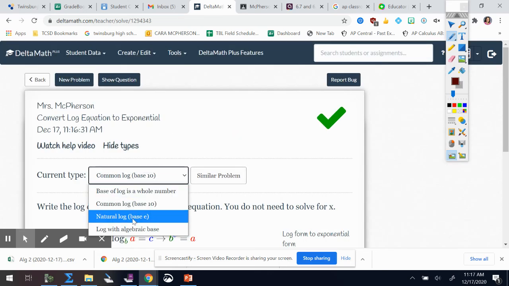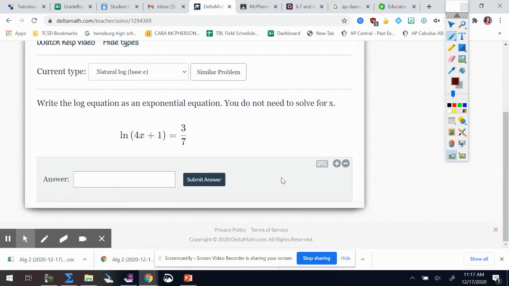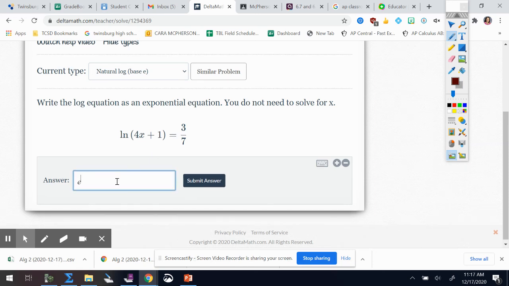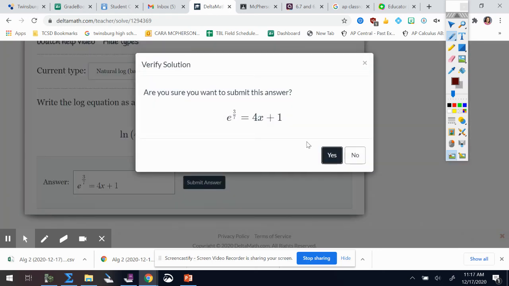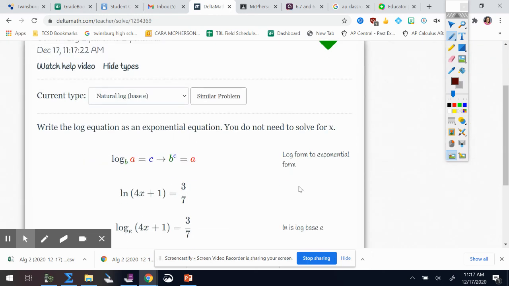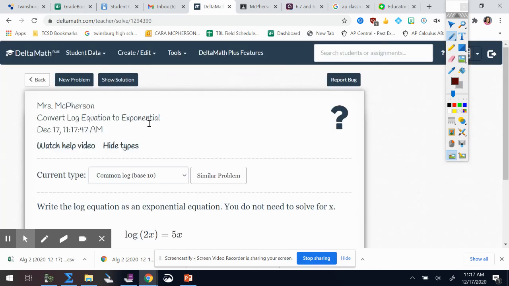You'll also have natural log ones, so they'll look like this. You'll notice there's nothing written there. We understand that the base is e, so we're going to type in e as our base, and then the power is going to be 3/7, and that's going to equal 4x plus 1. So if it is a natural log, we understand the base to be e. If it is a common log, we understand the base to be 10. So you will see a little bit of everything. You'll see common, you'll see natural.